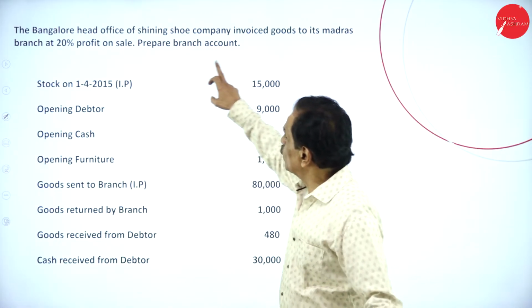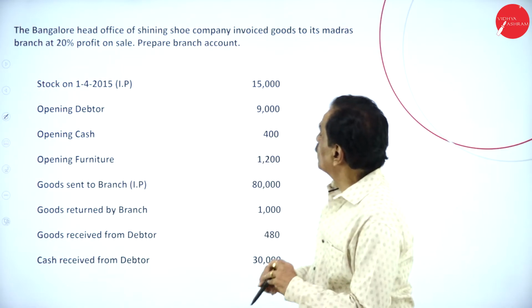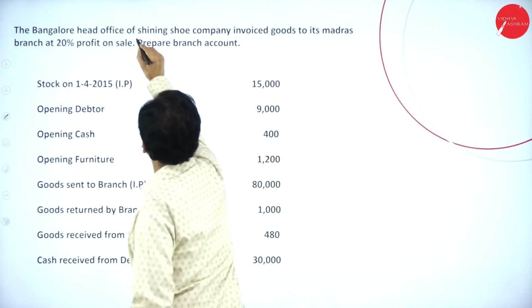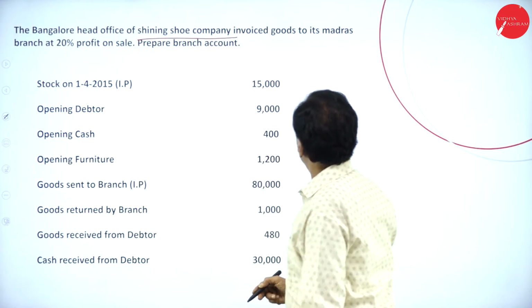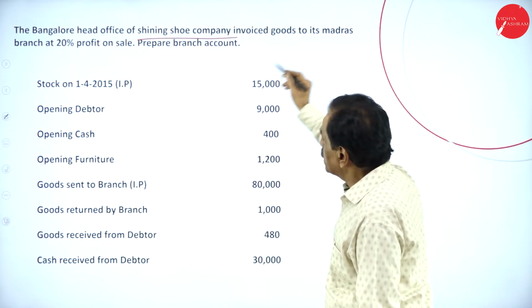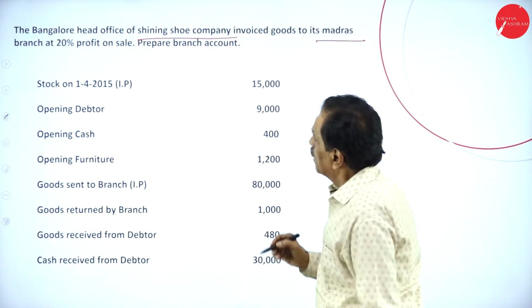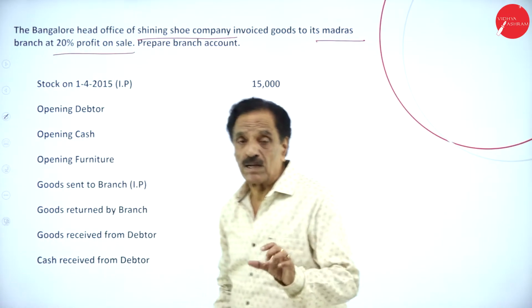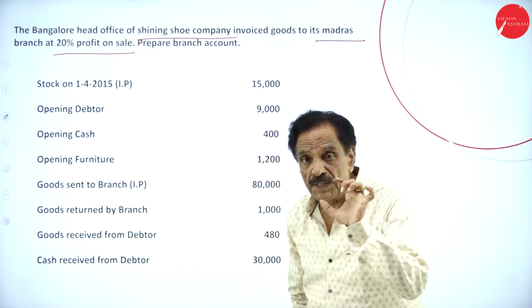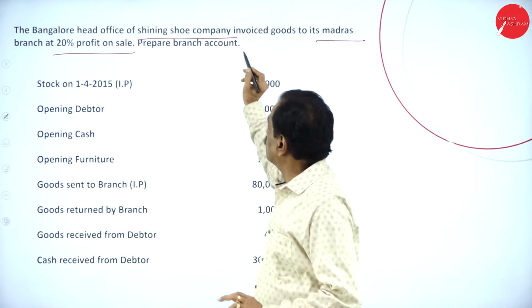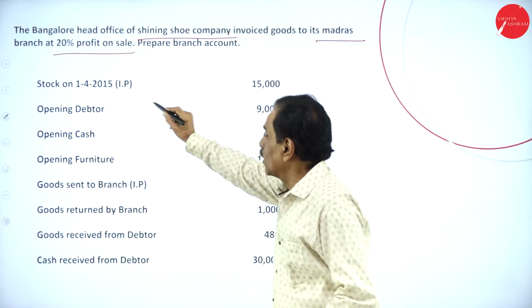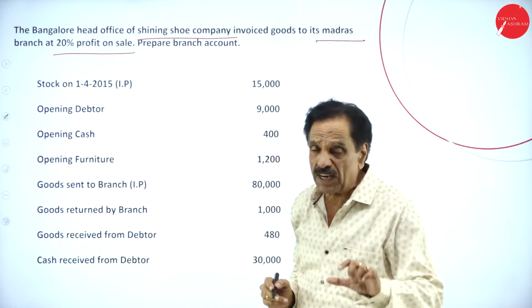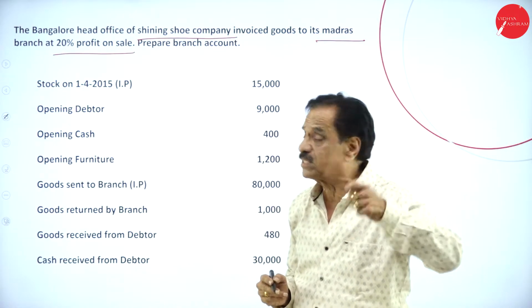See, the Bangalore head office of Shining Shoe Company invoices goods to its Madras branch at 20% profit on sale. This word is important: 20% profit on sale. Prepare branch account. Opening stock on 1/4/2015, end on 31/3/2016.